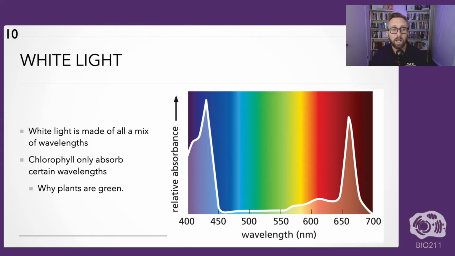And so what you need to remember is that white light is made up of all wavelengths. But chlorophyll only absorbs certain wavelengths. This is the absorbance spectra for chlorophyll. So you can see that they absorb blue light really well, and they absorb red light really well. They don't absorb green. Chlorophyll is why plants are green, because chlorophyll is green. An object is green because you're seeing the light that reflects off of it. So it's reflecting back the green light and absorbing everything else.